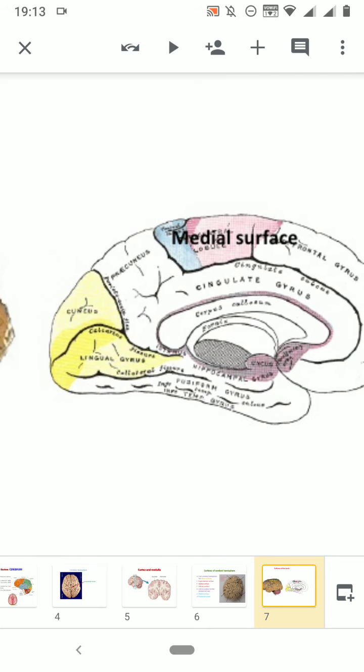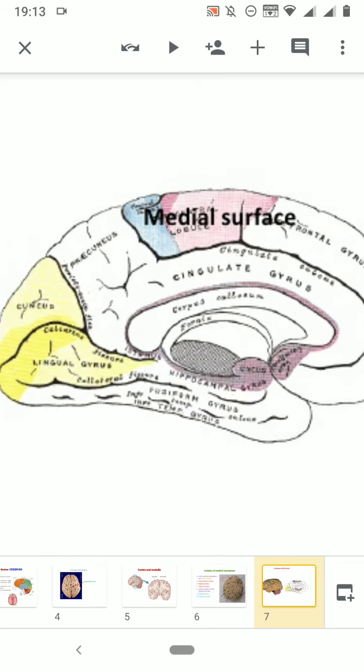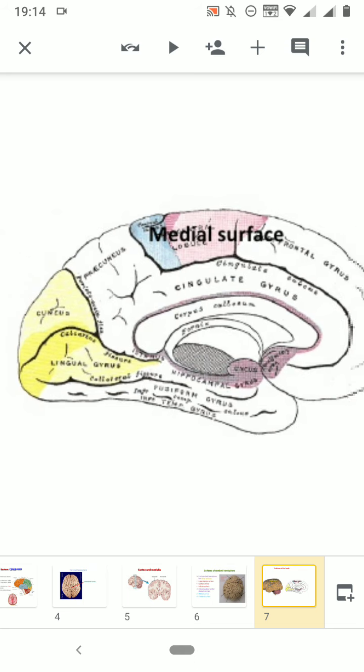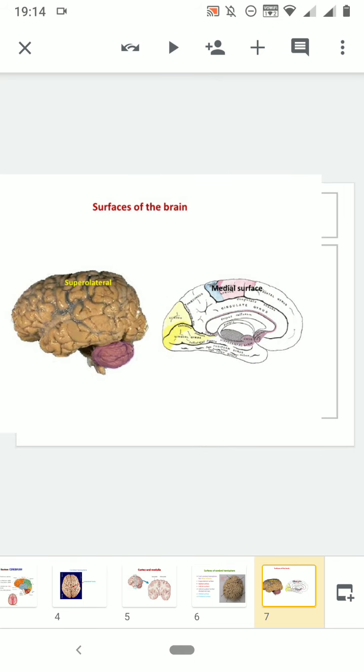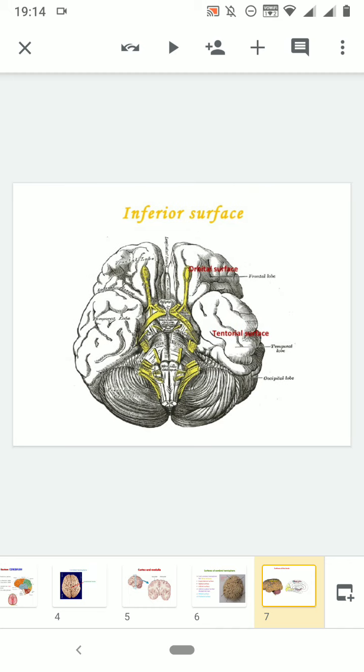As you concentrate on the medial surface, you can see in the center the corpus callosum, which connects both the cerebral hemispheres, and you have some bold lines which are nothing but the fissures or the sulci, and the areas in between are called the gyri. We will come to that soon, what the sulci are and what the major gyri are in the cerebrum. Okay, so let's go through the other surfaces.